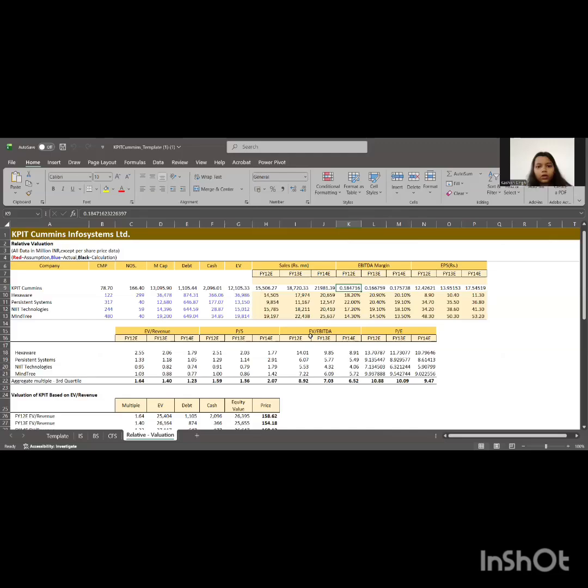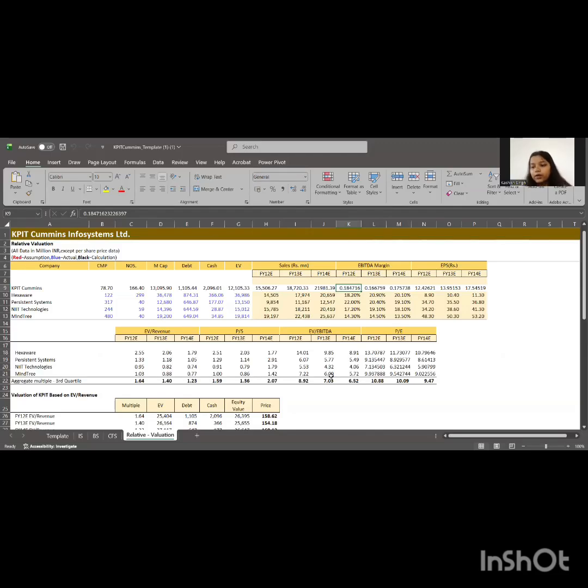So here is the EV and EBITDA. Now that we have EV and EBITDA, we can calculate the EV/EBITDA multiple. The formula is straightforward: enterprise value divided by EBITDA. This multiple tells us how many times the company's operating profit before depreciation and tax is valued by the market.